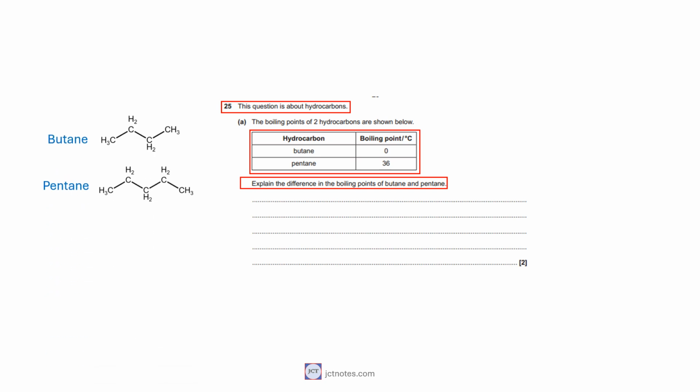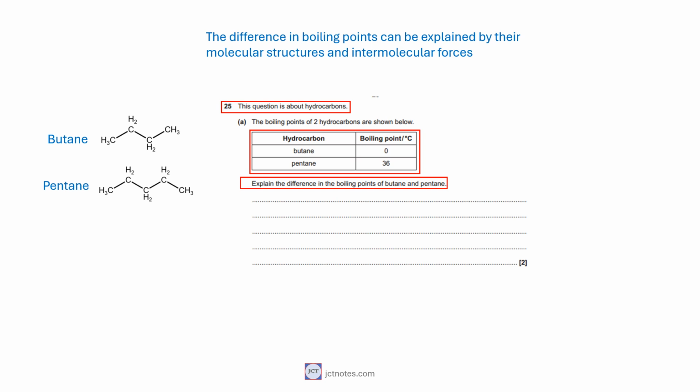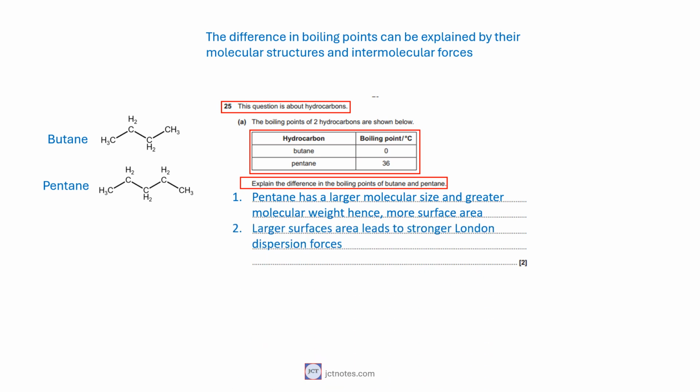The difference in boiling points can be explained by their molecular structures and intermolecular forces. Pentane has a larger molecular size and greater molecular weight compared to butane. Larger molecules generally have higher boiling points because they have more atoms and, hence, more surface area, which leads to stronger London dispersion forces. Both butane and pentane are nonpolar hydrocarbons, so the primary intermolecular forces acting between their molecules are London dispersion forces. These forces increase with the molecular size and weight.